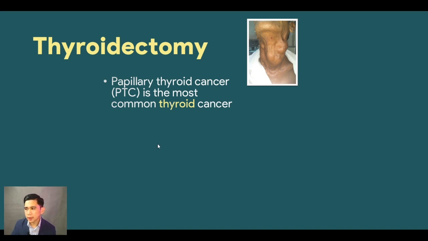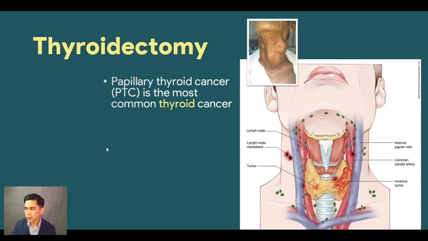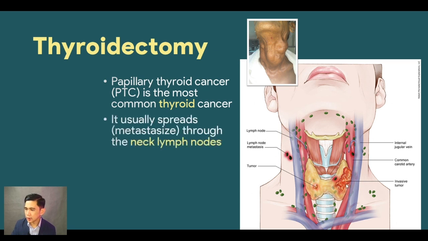So papillary thyroid cancer, or PTC, is the most common thyroid cancer. So this is the thyroid gland. So if you have a tumor over here, it usually spreads or metastasizes through the lymph nodes of the neck. So we have several lymph nodes on the neck. It usually spreads there. So in this patient, it spreads through here and the nodes enlarged.